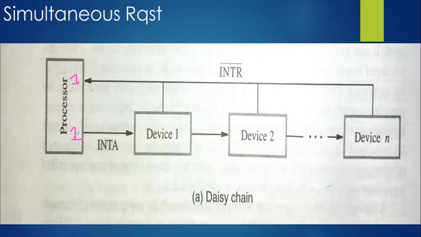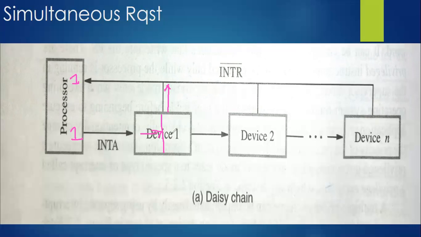Observe it: the acknowledgement will travel from the processor to the first device, right? Now observe it carefully. If this device is waiting for service from the processor, it will block this acknowledgement here itself and will not let it cross. After blocking, it will introduce itself to the processor by sending an address and also the initial location of a service routine. Then the processor will easily provide the service for this particular device.